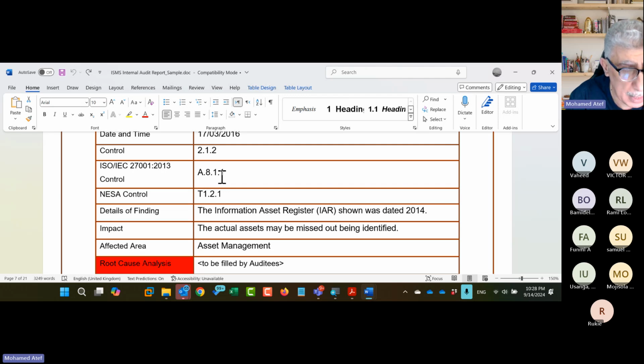I cannot tell them that your document is not updated, and then they provide me a plan that they will update it after 6 months. It doesn't make sense. It depends on the severity of the finding and what needs to be done to be able to close this finding. You got my point? Thank you.